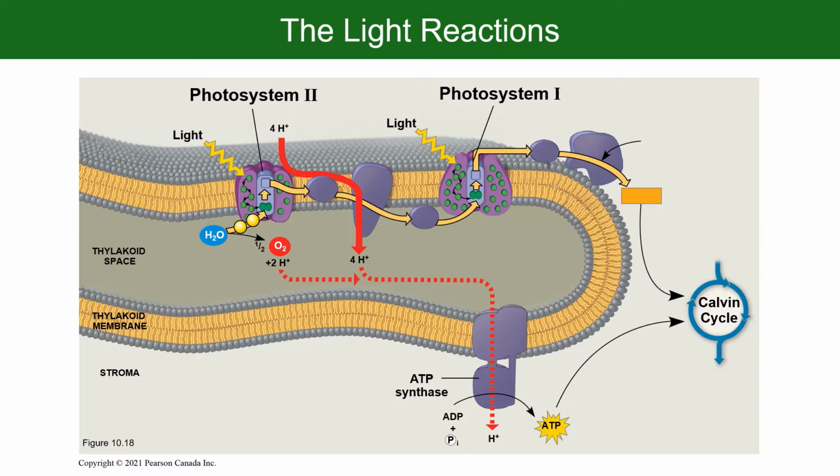So go back up to where the light is going in, and you can see that the electrons are flowing from photosystem 2 to photosystem 1, and eventually those electrons are going to end up on NADPH, which also goes to the Calvin cycle and then eventually makes carbohydrates.